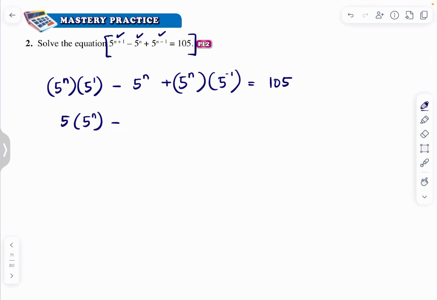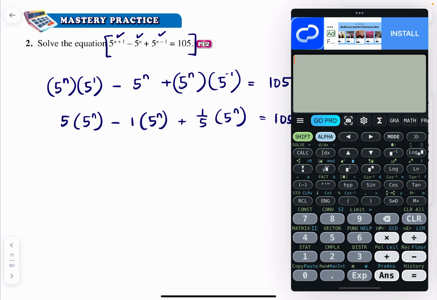Okay, so here we have 5 power 1, so this will just become 5n, and this is just 1 of 5n, and 5 power negative 1 becomes 1 over 5, so 1/5 of 5n. You can imagine 5 oranges minus 1 orange plus 1/5 of an orange. So 5 minus 1 plus 1 over 5, we get 21 over 5.